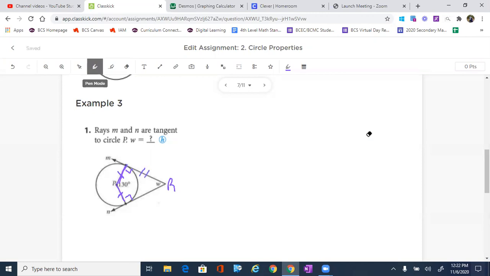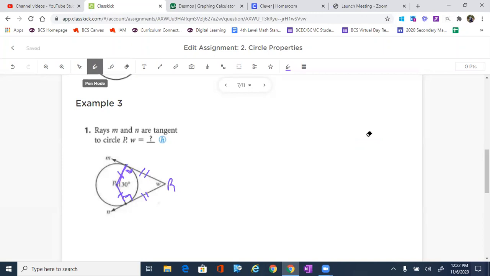And that is because, remember, two tangents that come from the exact same point, or location, which is going to be R in this case, are going to be congruent. So we have 90 in this corner, we have 130, we have 90, and then we have W.